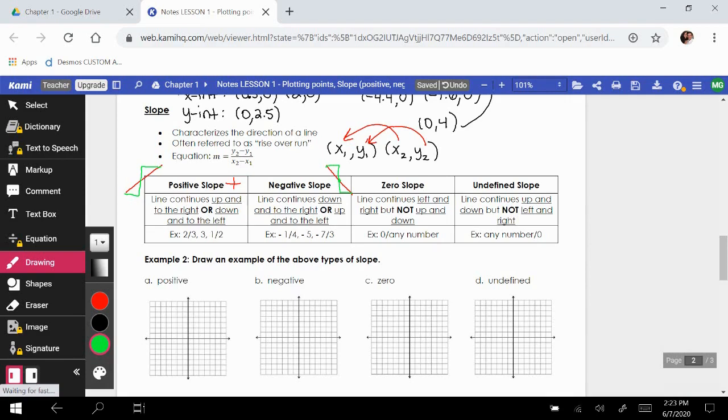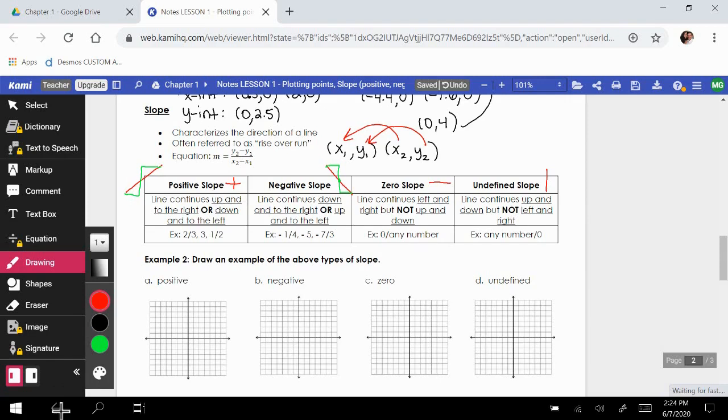Zero slope is when the line continues left and right, but not up and down. So zero slope is going to just look like a horizontal line. An undefined slope is when the line continues up and down, but not left and right. So undefined slope is going to be used for vertical lines.